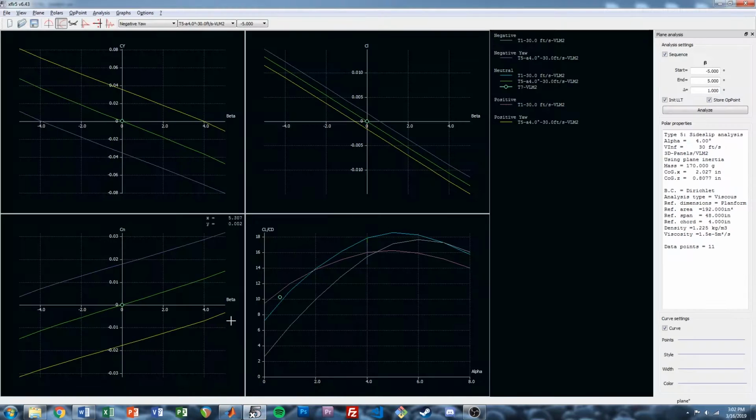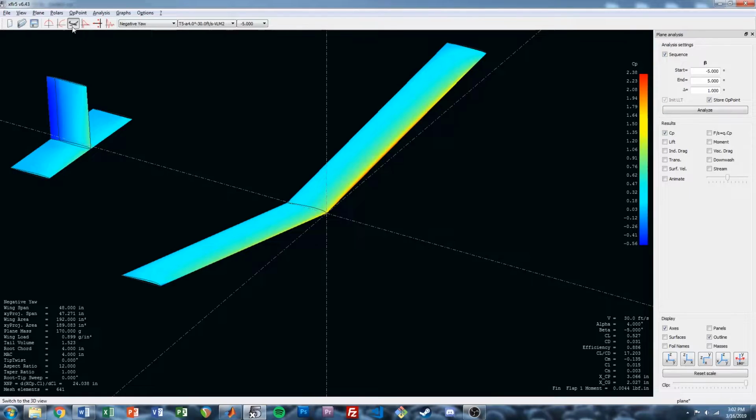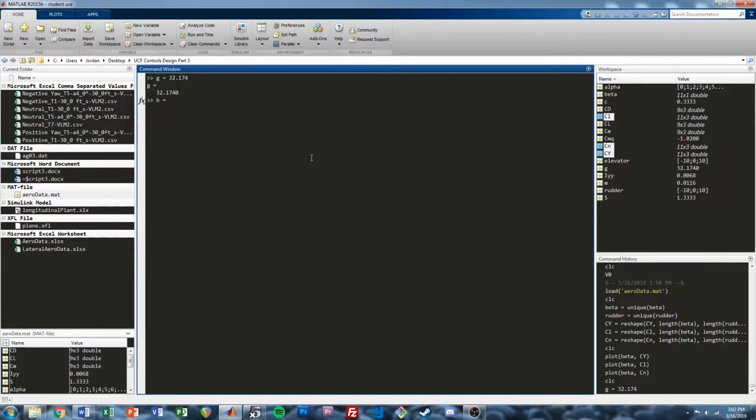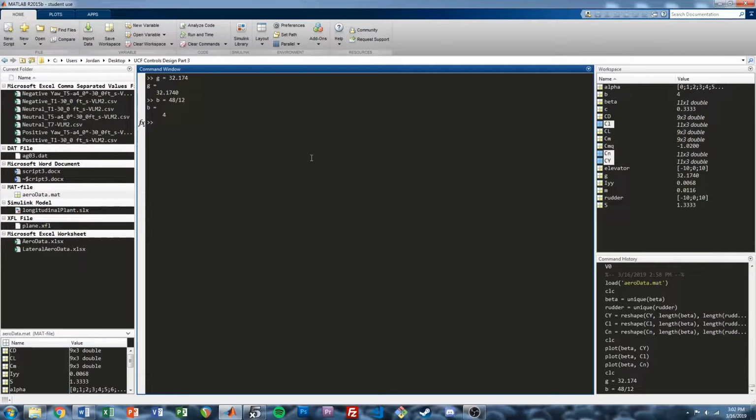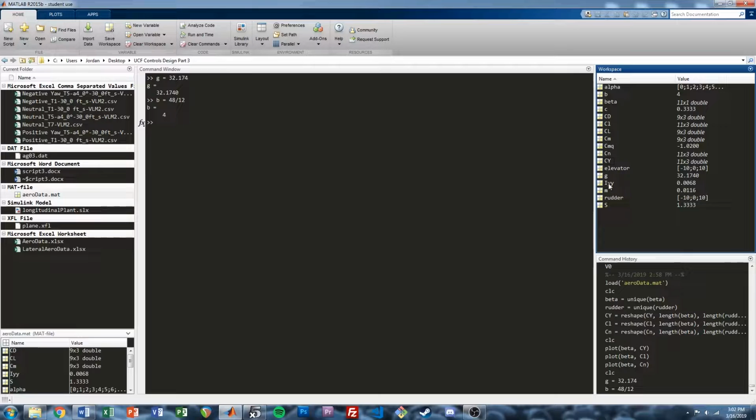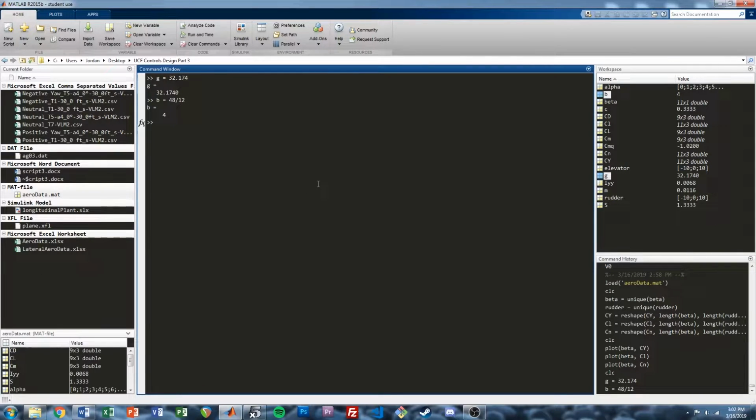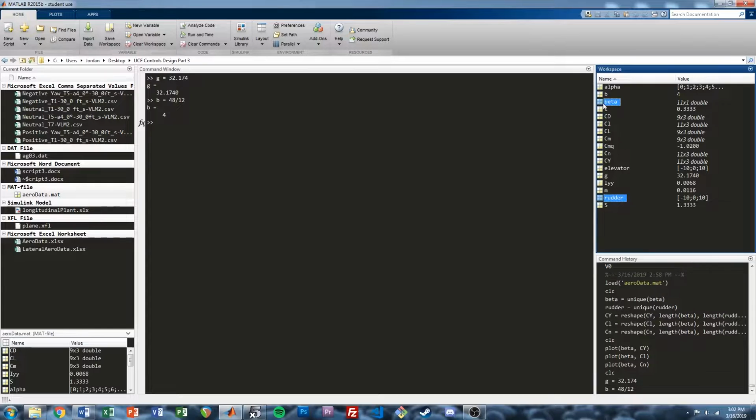If we go back to our plane, the wingspan here is 48 inches. So 48 over 12, so there's going to be a 4-foot span. So I'll save those two real quick, G and B. What else do we need to know? Oh, we also need to save our rudder and beta vectors.